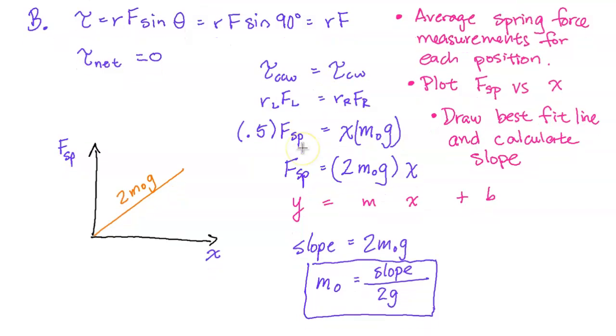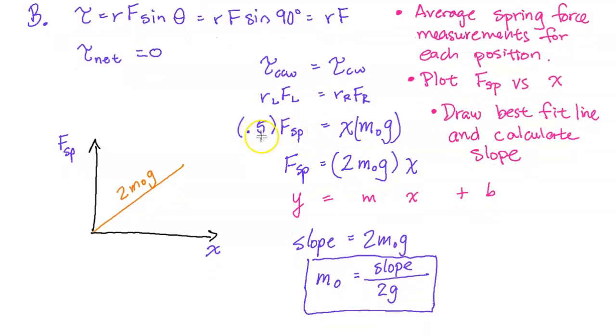On the left-hand side, we have the spring force, which is 0.5 meters away from the fulcrum. On the right-hand side, we have the weight of the mass block, which is m0 g, and x is the distance the mass block is from the fulcrum. And if we solve for the spring force, we get 2 m0 g x. All I did here was divide by 0.5 on both sides, or multiply by 2 on both sides. And then you'll notice that this takes on the form of y equals mx plus b, and the m, which is the slope, is equal to 2 m0 g.